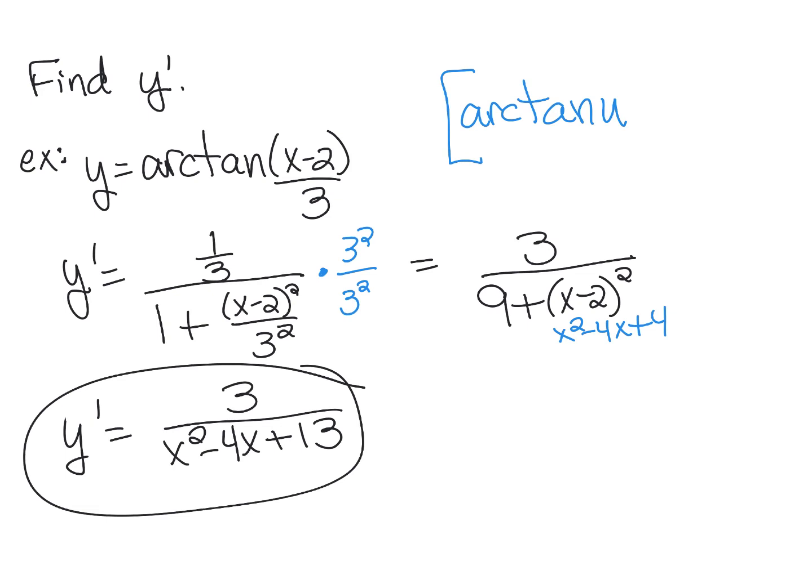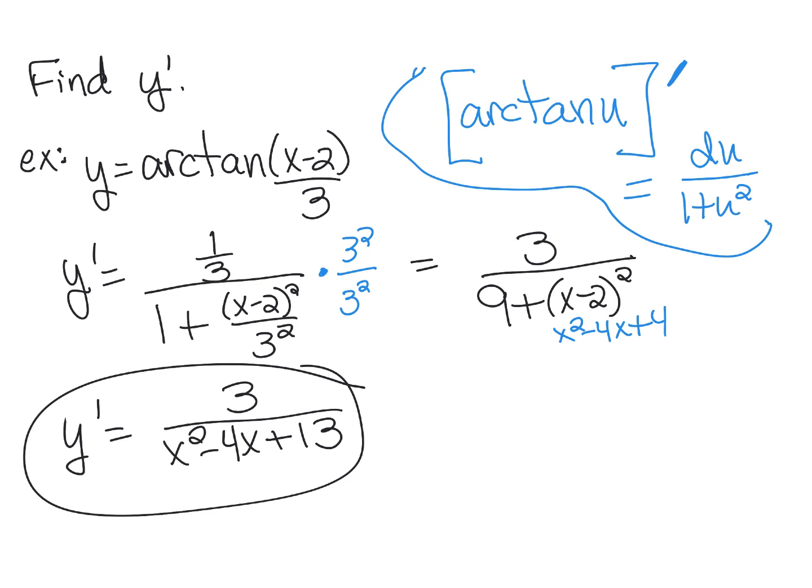Arctan of u derivative is du on the top, 1 plus u squared on the bottom. So there's your formula. Let's do this thing. So here's my u. The derivative of this thing right here is just 1 over 3. Boom. 1 plus square the whole shebang. I get blob squared over 9. That's what this is right here.